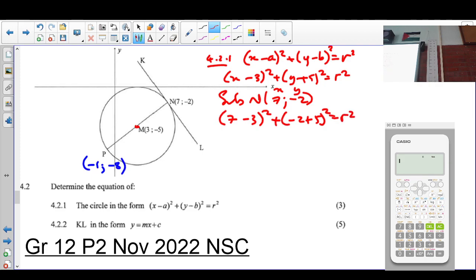2 squared is 4. 3 squared is 9. It's going to give you r² to be 13. I can take the square root if you want. But the question asked to get it in standard form of the circle. They didn't ask you to calculate r. So it's (x - 3)² + (y + 5)² = 13. Okay.